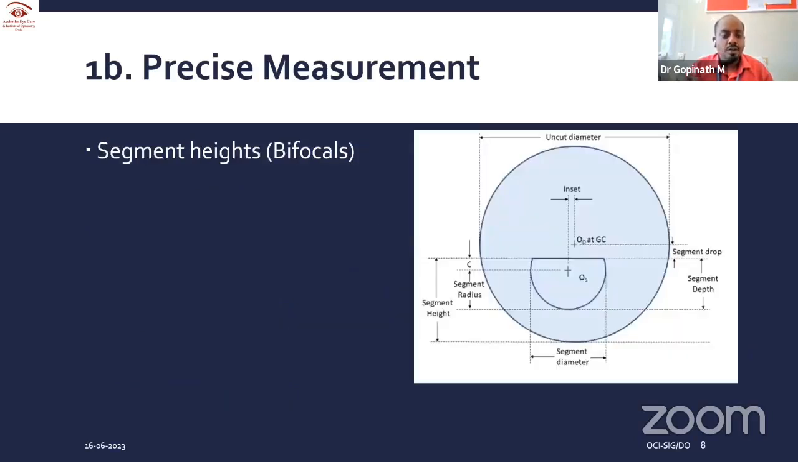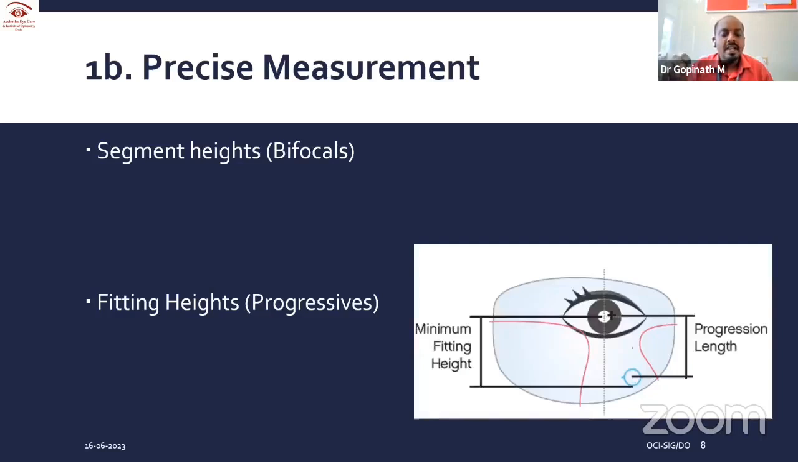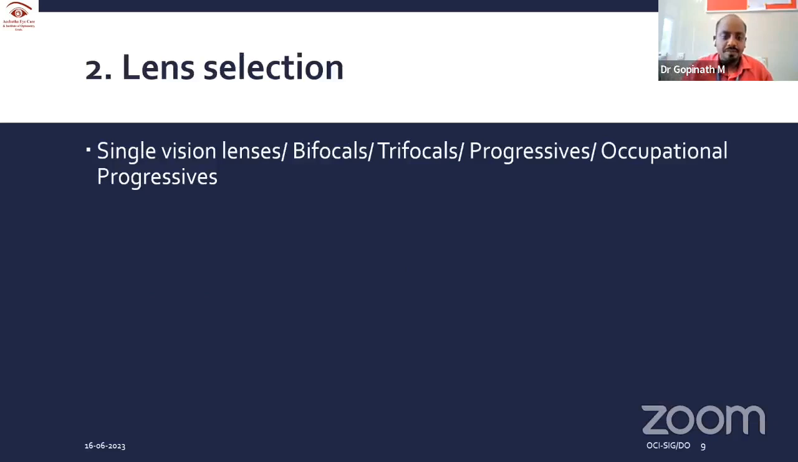And a couple of other things: when you go for bifocals, it's very important to measure the segment height so that they get the maximum near zone and it doesn't affect the distance vision. And when it comes to progressive lenses, it's always better to measure the minimum fitting height available for the particular frame and the design you choose, as per the patient's requirement. So all these three things you should look for: what frame the patient is choosing, what lenses they are choosing, and what is the minimum fitting height that can be made for that particular frame. These three things are important so that the patient has adequate distance, near and intermediate vision. So that completes the first part, the precise measurement and how the prescription is important.